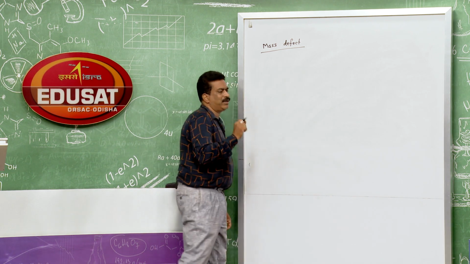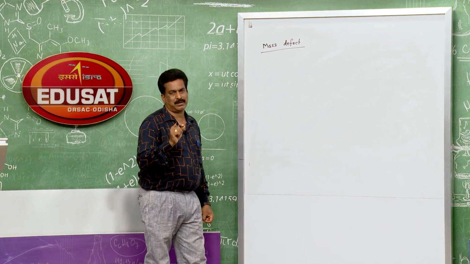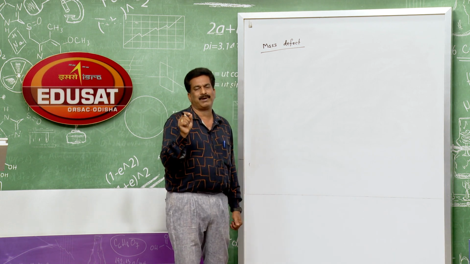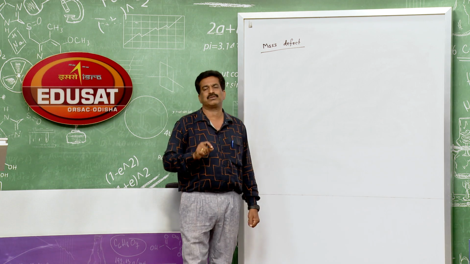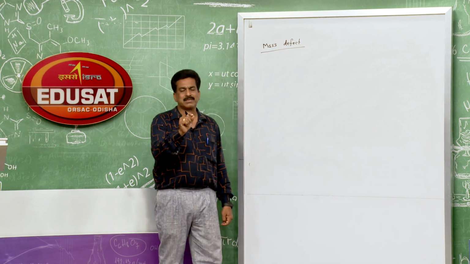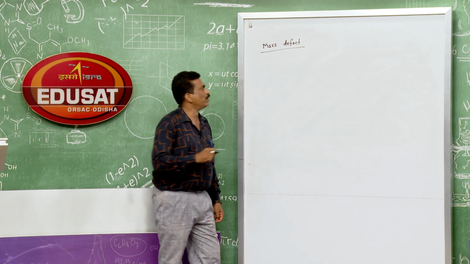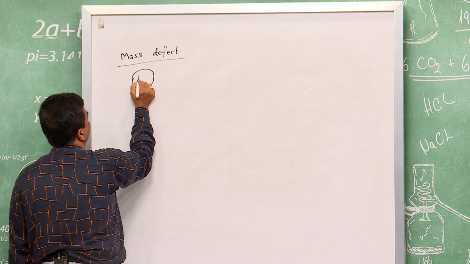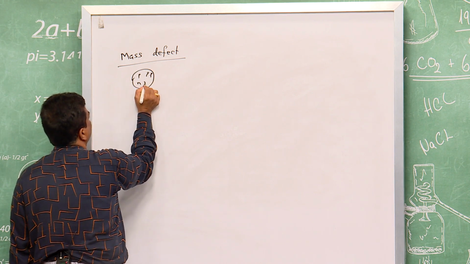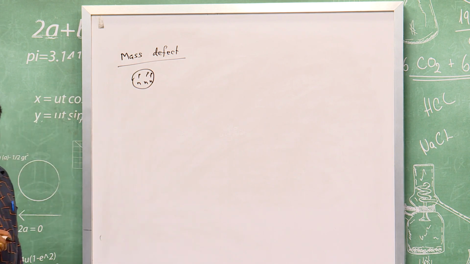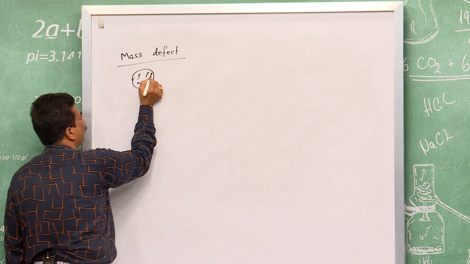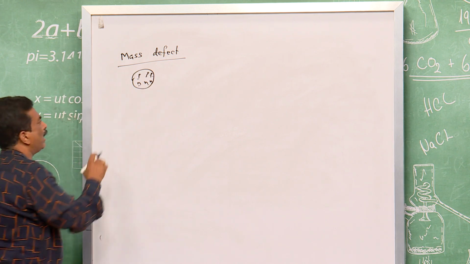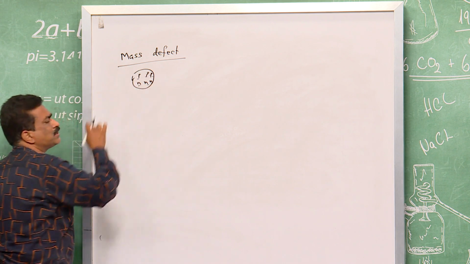Suppose you are taking a calculator and doing some sums. Suppose 2 plus 3 should be 5, but the result it is providing is 6. Then we will say that this calculator is a defective one. So inside the nucleus, protons and neutrons are there. The individual protons and individual neutrons have their masses, and overall the nucleus has its mass.